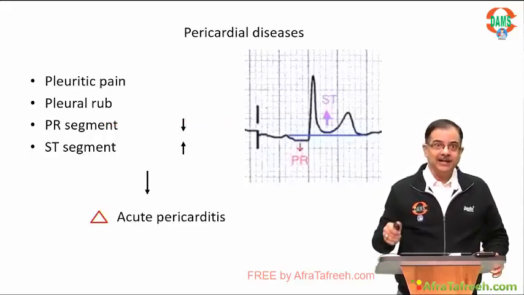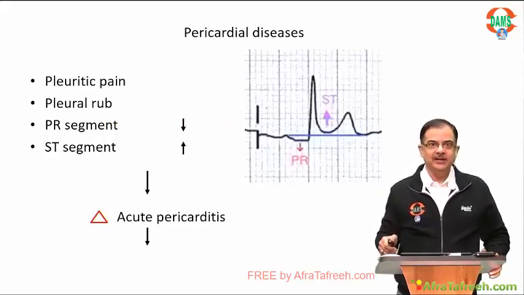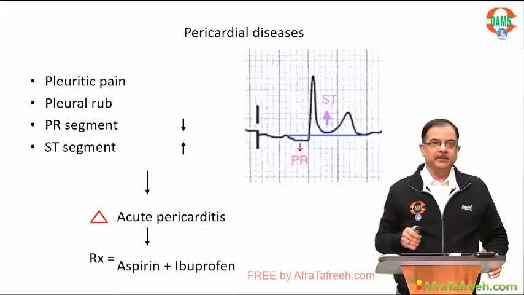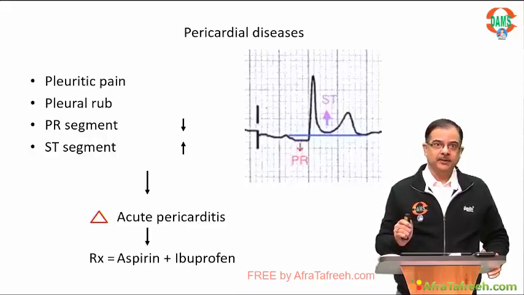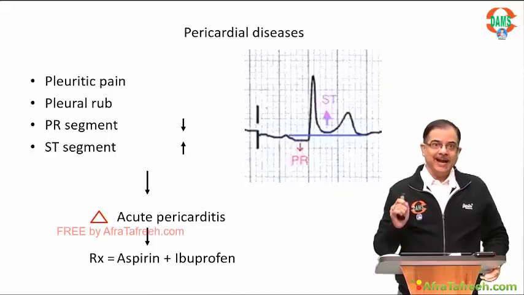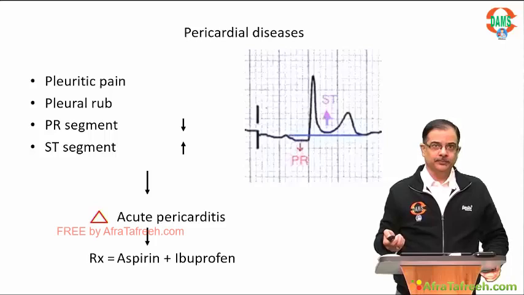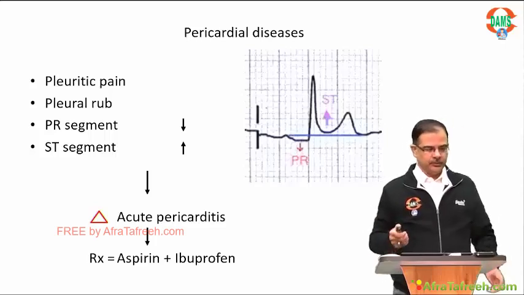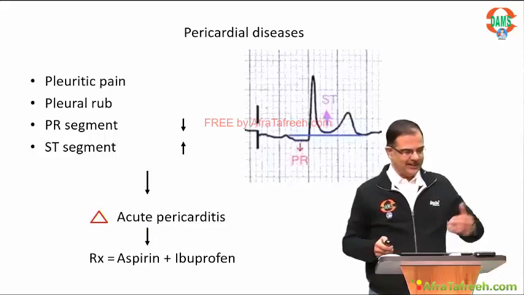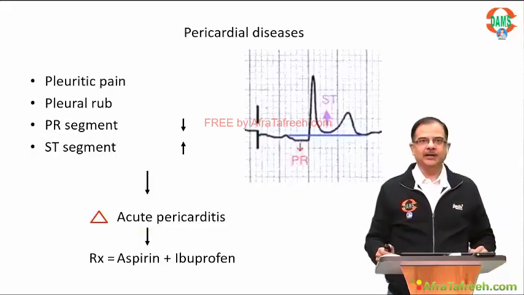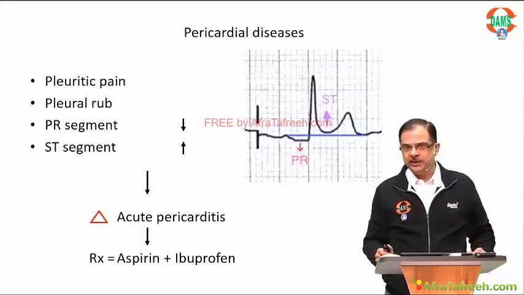Treatment is anti-inflammatory agents, and these are a combination of aspirin, in a high anti-inflammatory dose, and ibuprofen. So this is to be given. Yes, NSAIDs, anti-inflammatory agents, are given here. So this is the first case, pericardial disease.